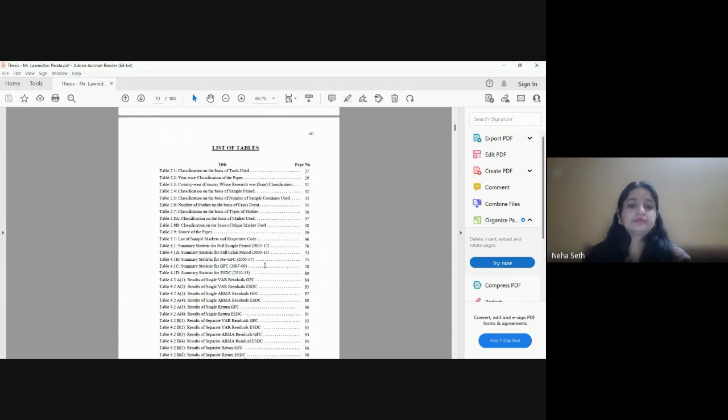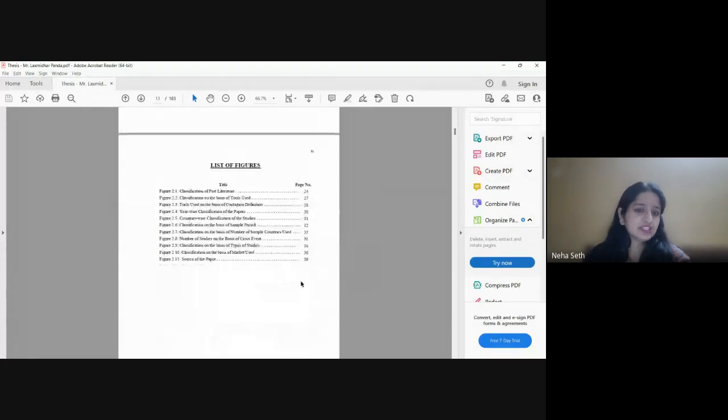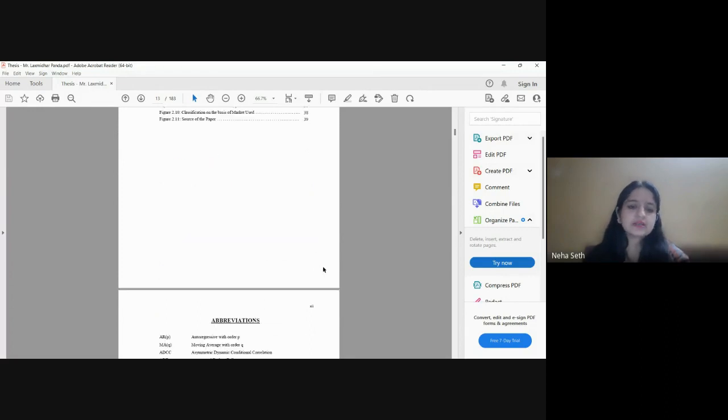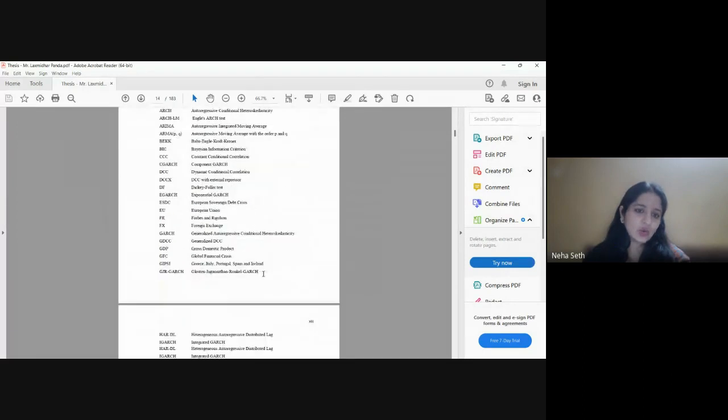Okay. Then the list of tables is there. Whatever tables he has presented, on whatever page, he has mentioned them as a list of tables. The list of figures is also there. He has used 11 figures in this particular thesis, along with the page numbers on which these figures are presented. These are the various abbreviations that are used in the whole thesis.